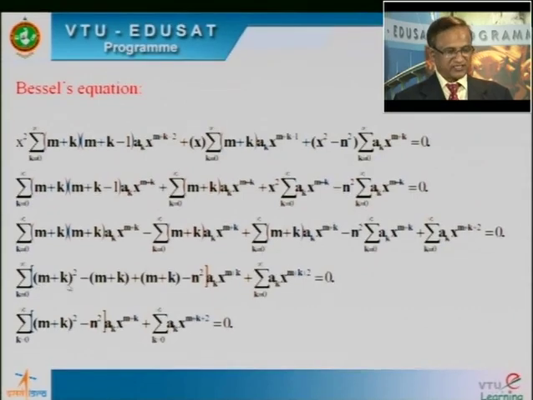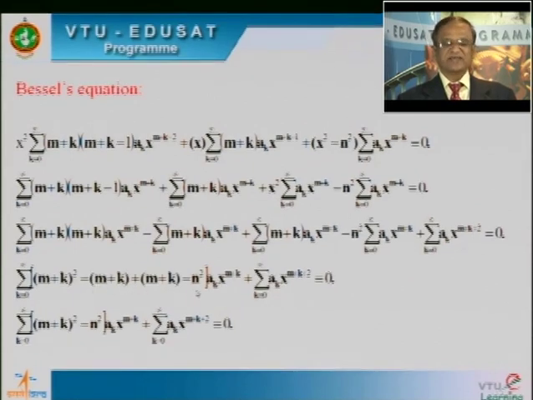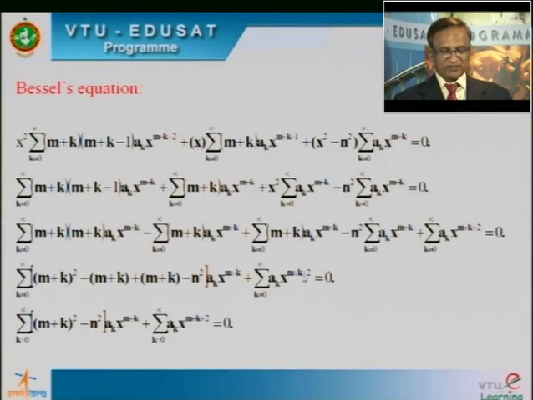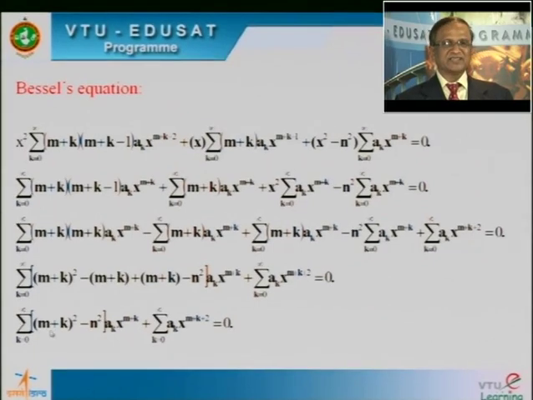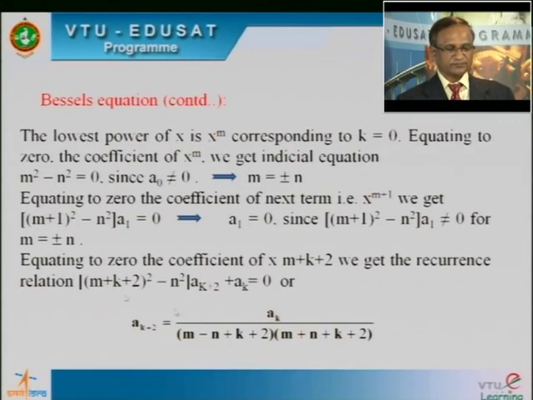Summation of m plus k whole square minus m plus k minus n square. So I hope these two terms will cancel, right, into ak x to the power m plus k. So remaining thing is as it is, summation of ak x to the power m plus k plus 2. It means last term, right. So I hope these two terms will cancel. Remaining thing is m plus k whole square minus n square into the bracket ak x to the power m plus k plus last term as it is. You can write down is equal to 0.